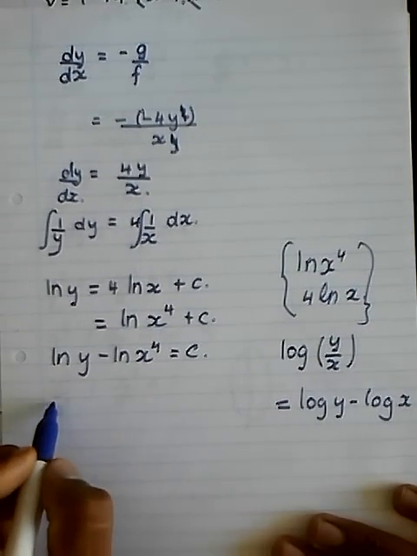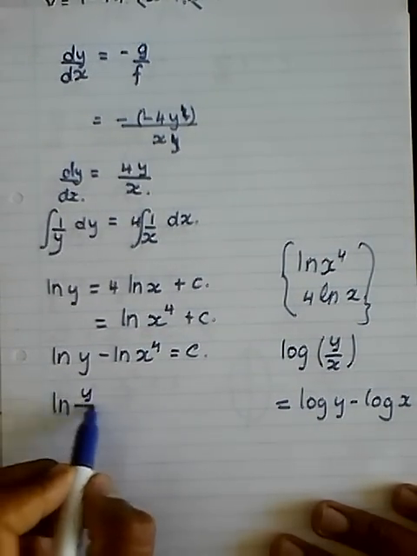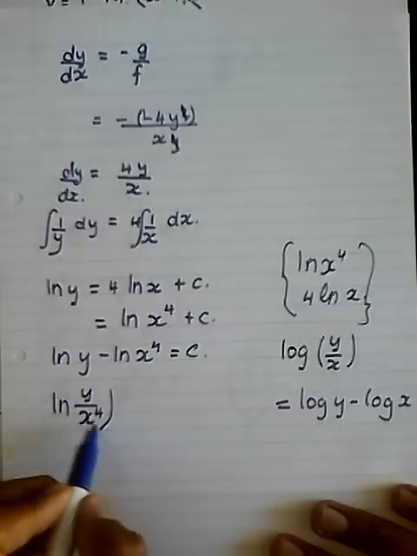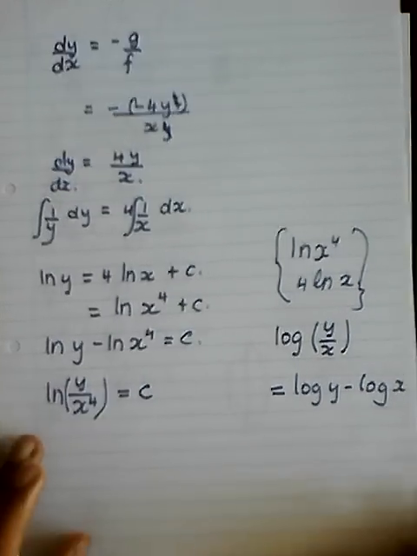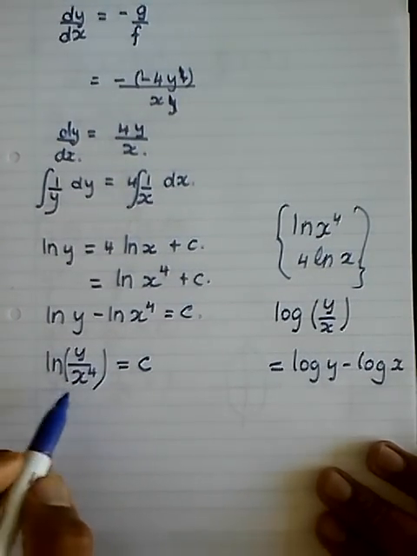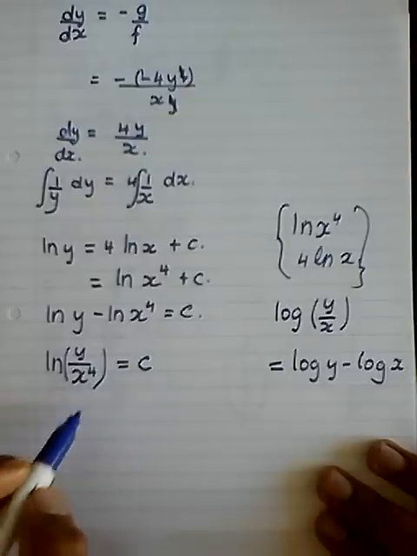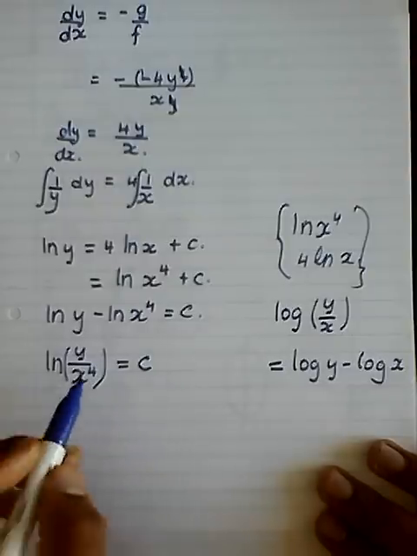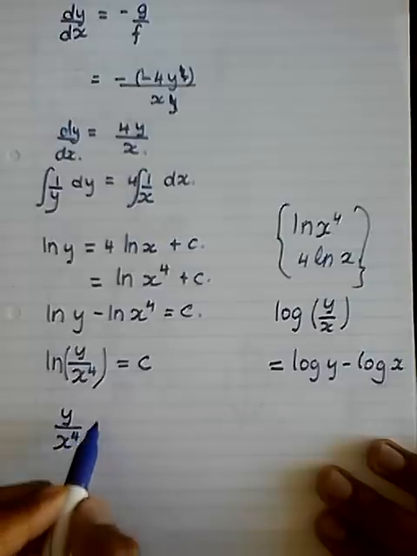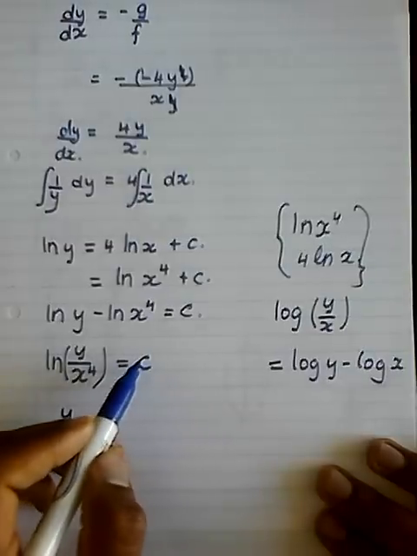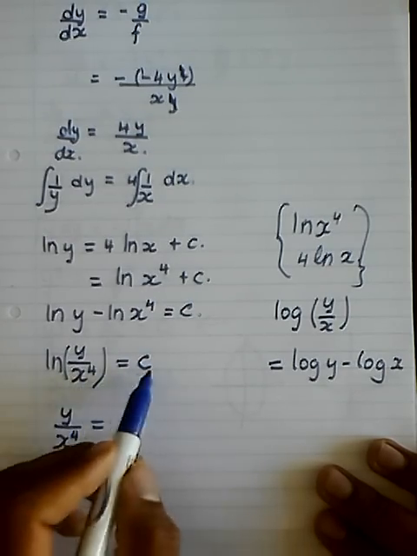So that will give me natural logarithm of y over x to the 4, and that is equals to c. Now when we take exponential of both sides, what we are remaining with is y over x to the 4 is equals to, this will still give us a constant even when we take the exponential of both sides.